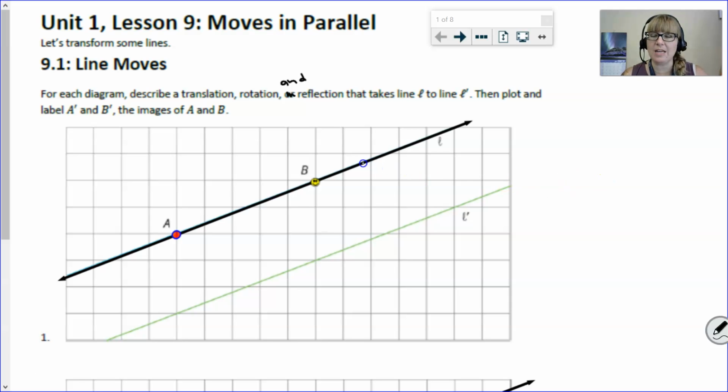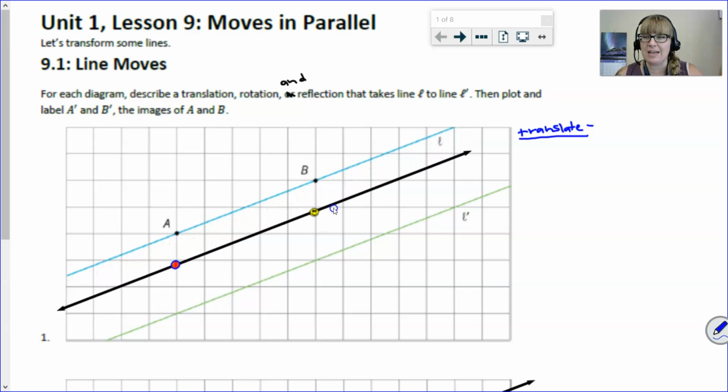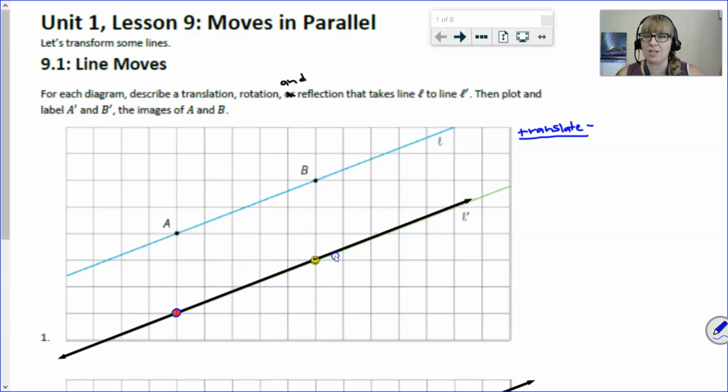All right, hopefully you were able to find a couple of transformations that worked. The first one is translation. Remember, when I am translating a figure, I am moving the figure without twisting it. As I translate this figure, probably the easiest and most obvious way to do it is to take this line and just shift it down 3 units. And notice where A and A prime now land on L prime. So I'm going to describe this as translate down 3 units.